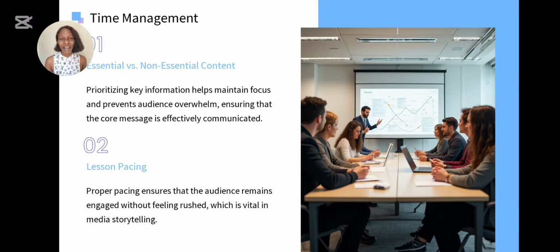Time management. Very, very crucial. Time management. You only have a maximum of 10 minutes. Most of the schools give 5 to 10 minutes for you to record your demo lesson, meaning that you have to prioritize key points. Don't start your demo lesson and then you're talking more about the flashcard than the content that is in the flashcard. Are you getting my point?